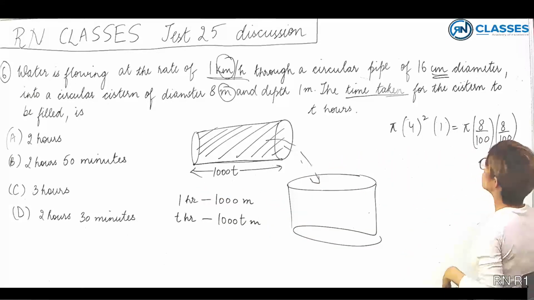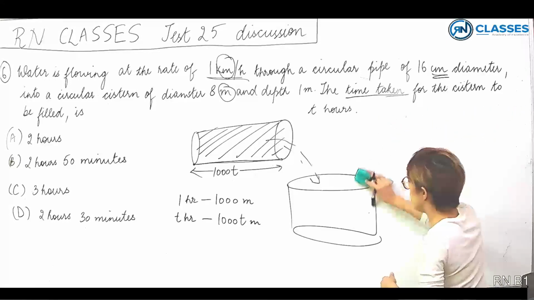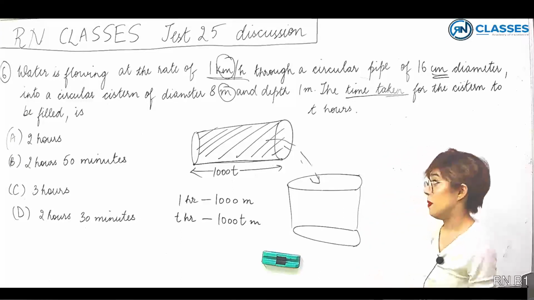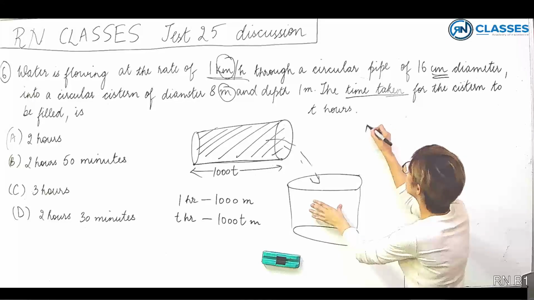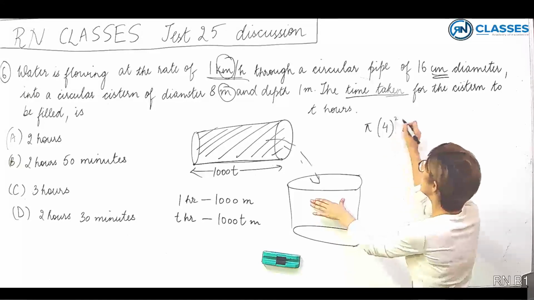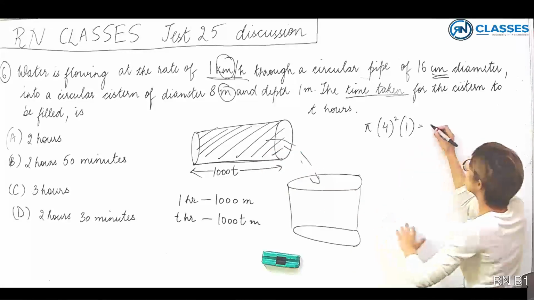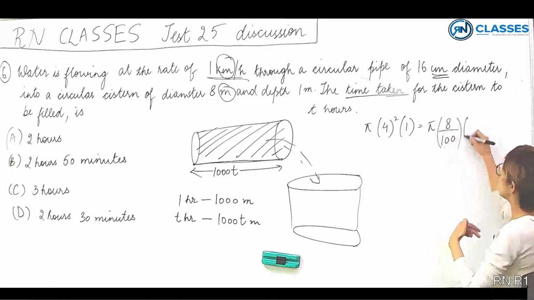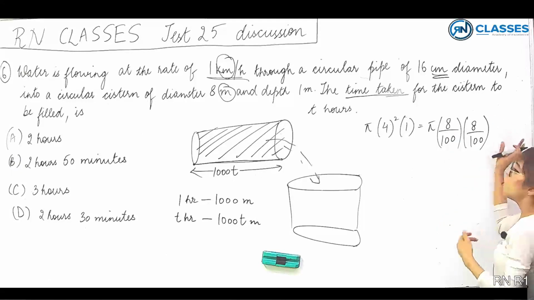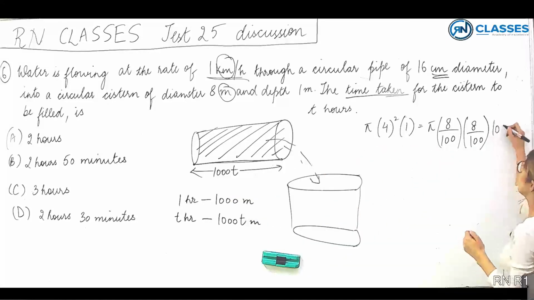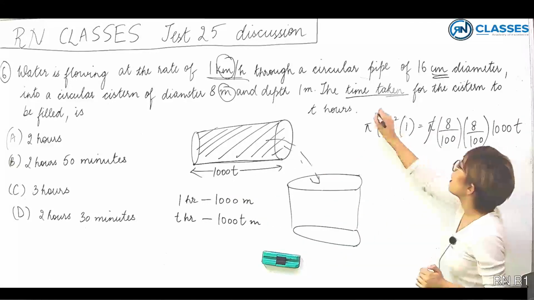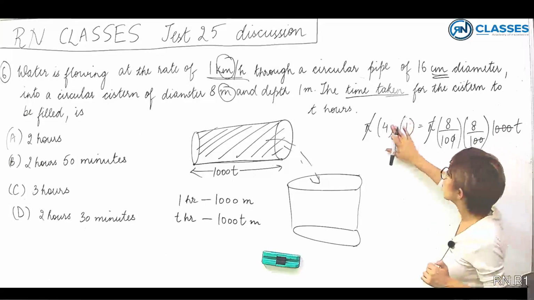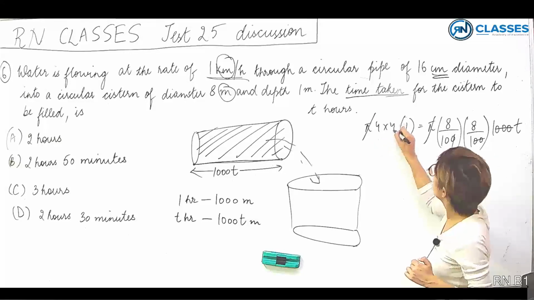Now I don't have much space. What I'll do is I'll write it again and I'll erase this part a bit because I need space. Okay, this looks very bad. Okay, fine. So volume of this cylinder we wrote: pi into 4 square into 1 is equal to volume of this cylinder, so pi, radius is 8, so 8 by 100 because we are changing into meter, so 8 by 100 into 8 by 100 into the length which is 1000 T, right? Okay, so pi and pi get cancelled. Now 1000, 3 zeros are cancelled. Now 4 into 4, square it, 4 into 4, right?